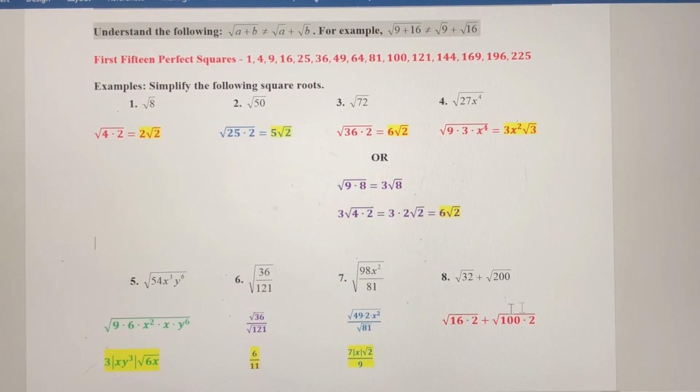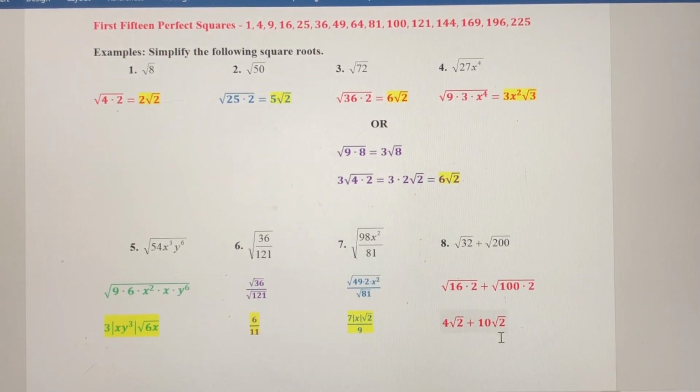But let's simplify each of these first. So we get 4 radical 2 plus 10 radical 2. These are like terms now. Imagine this being 4x and this being 10x. I could combine those. Same with radicals. So I'm going to add these coefficients, this 4 and this 10. My radical expression stays the same. So the answer here is 14 radical 2, okay?